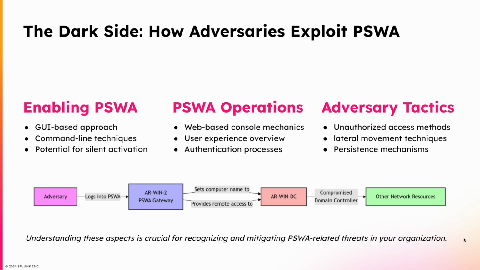So how do adversaries exploit it? We kind of talked about it. There's a couple different ways to enable web access. You could do it through the GUI. You could just go into add new features, install IIS, install PSWA, good to go. There are command line ways to do it, which could allow for that silent enabling, which is pretty cool if you think about it from an adversary perspective. I'm just going to enable this thing that grants me remote PowerShell access, and then I can hit any machine I want, which is pretty awesome.